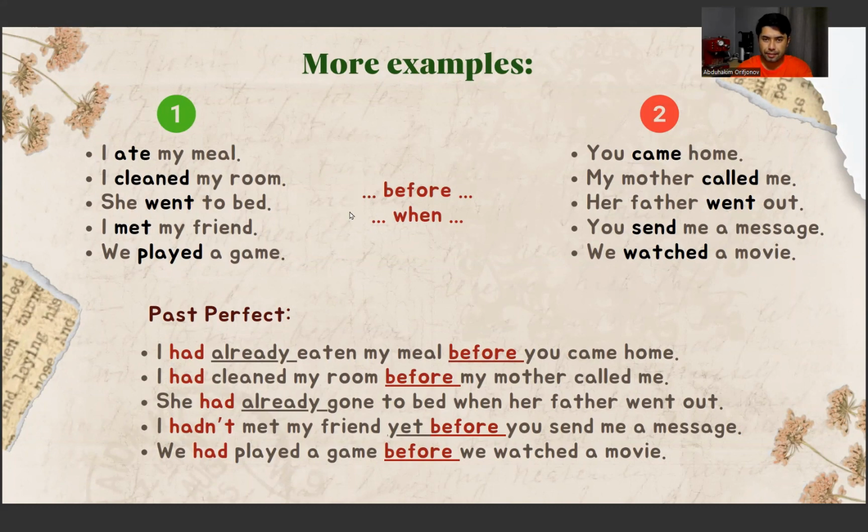If we want to connect both actions, we use before and when. See the results. Past perfect. I had already eaten my meal before you came home. I had cleaned my room before my mother called me. She had already gone to bed when her father went out. I hadn't met my friend yet before you sent me a message. We had played a game before we watched a movie. I hope it's understandable.